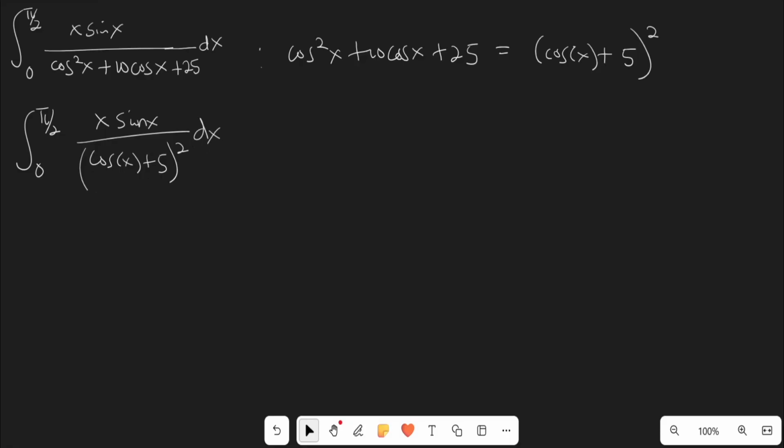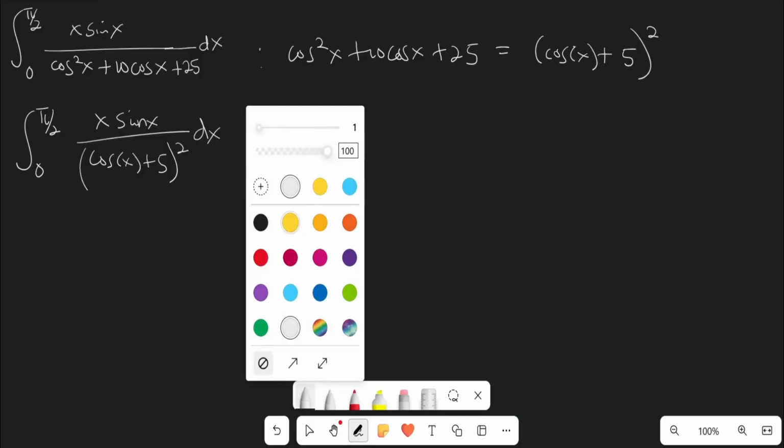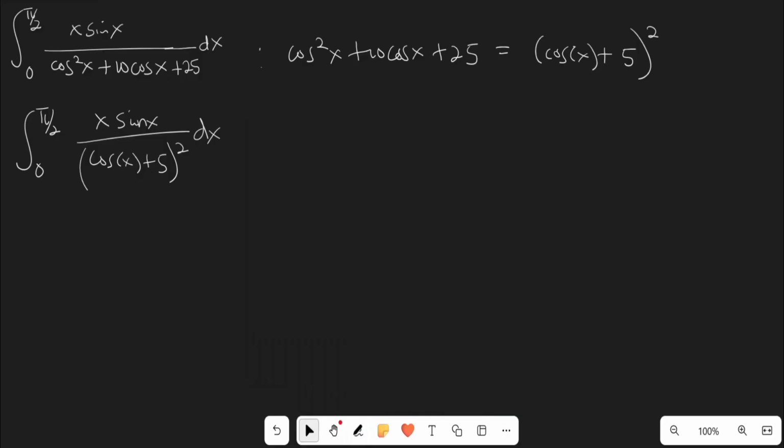And then here we can do some sort of integration by parts. So let's see whether integration by parts will work here. D for differentiation and I for integration. I am going to differentiate only x and integrate sine of x divided by cosine of x plus 5 all squared. So this is plus, this is minus. If you differentiate x, you get 1.